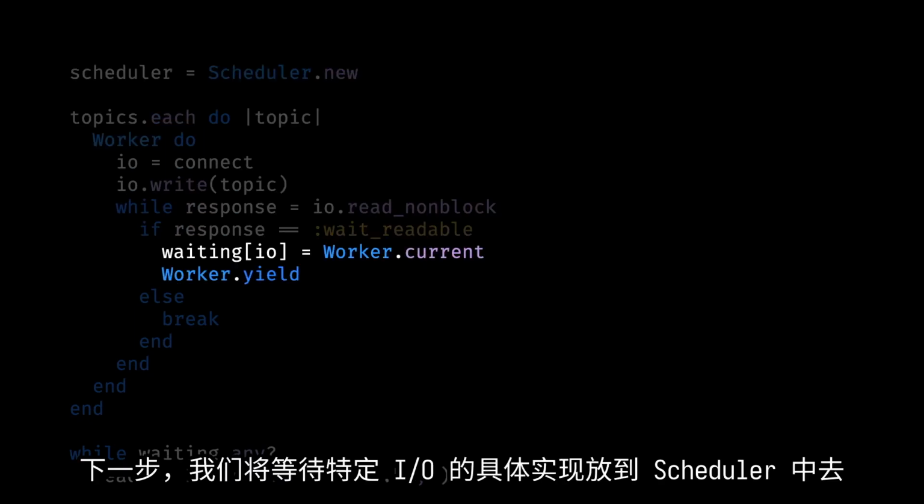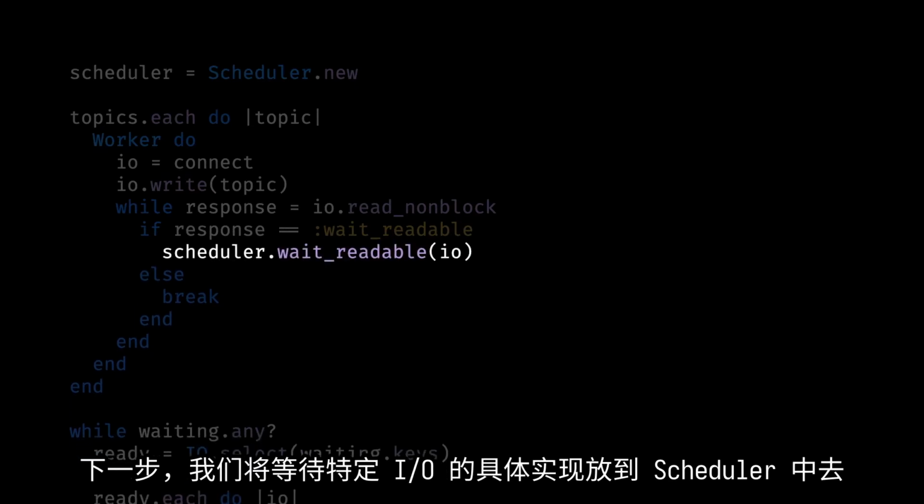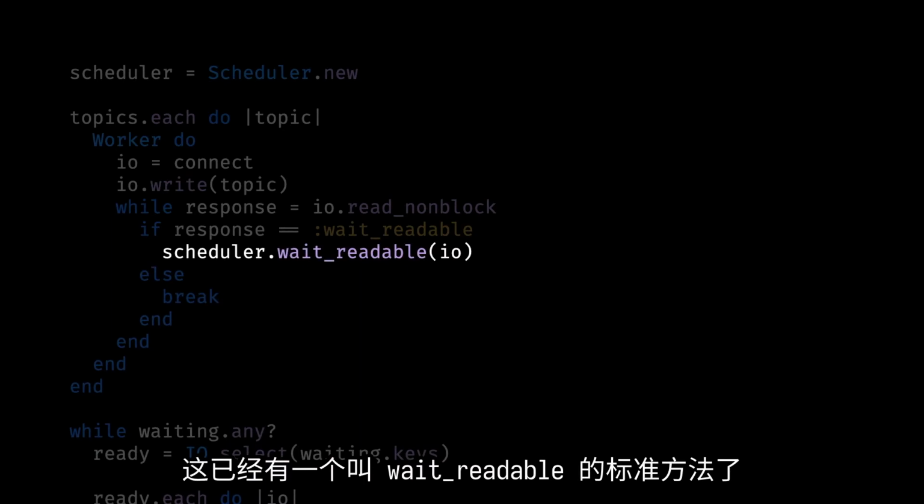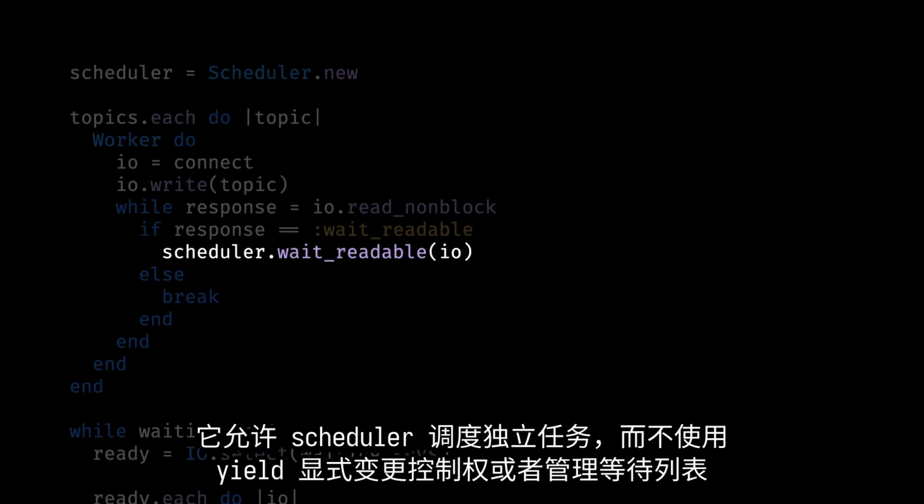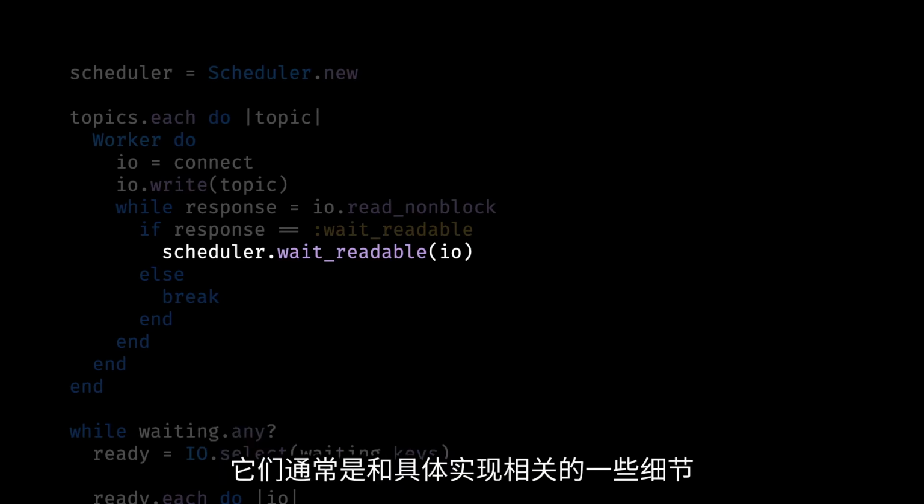Next, let's move the details of waiting on a specific I/O into the scheduler implementation. There is already a standard method for doing this called wait_readable. This allows the scheduler to handle the scheduling of individual tasks without the user needing to explicitly yield control or manage the waiting list, as these are usually implementation-dependent details.